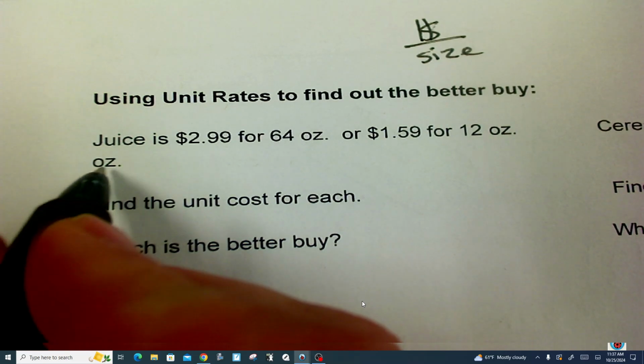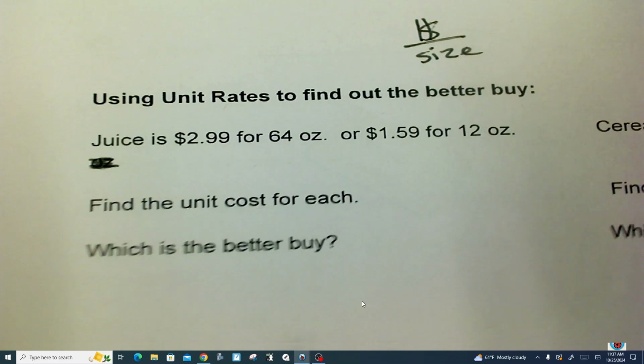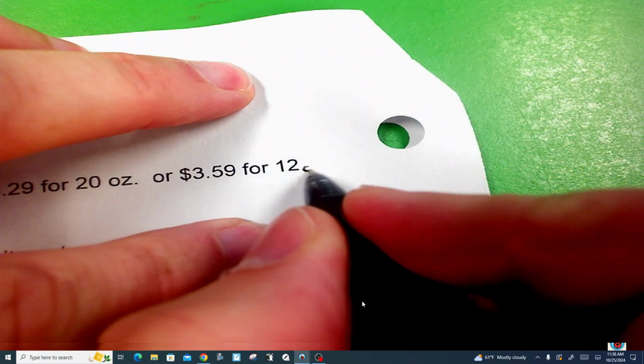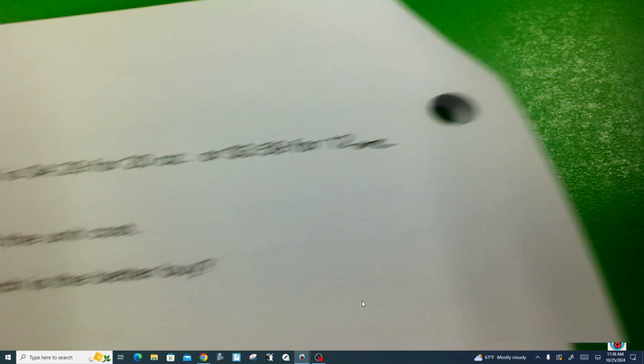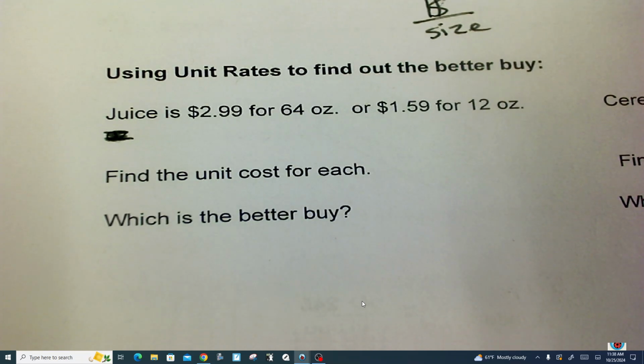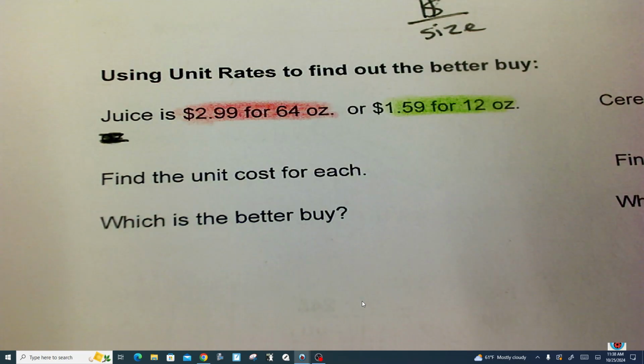Can you do me a favor and just scratch this ounce right here? It's supposed to go with this side of our notes, and we'll just go ahead and put ounces right here, okay? So there we go. We've got that one fixed now. That was bugging me. Could we color code this so we can see it? So we got option 1, $2.99 for 64 ounces. Option number 2, $1.59 for 12 ounces.